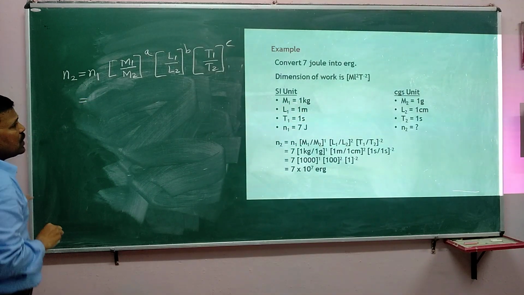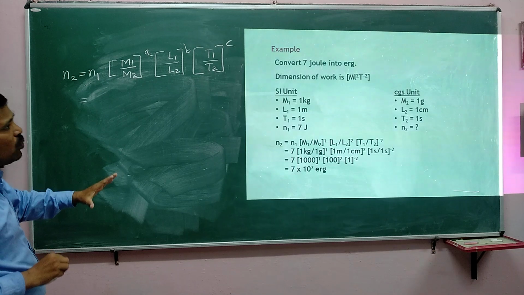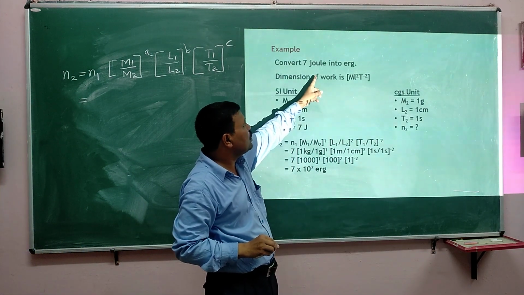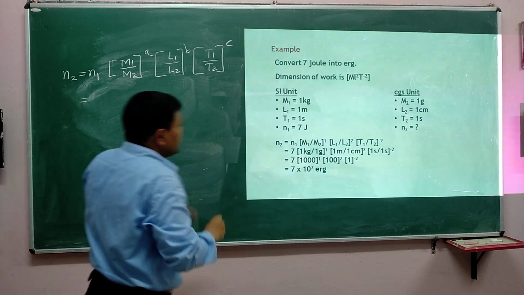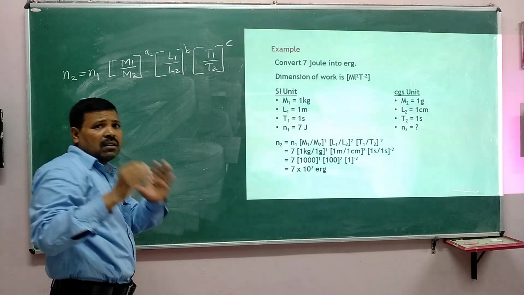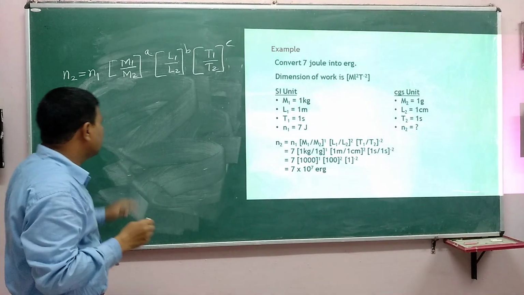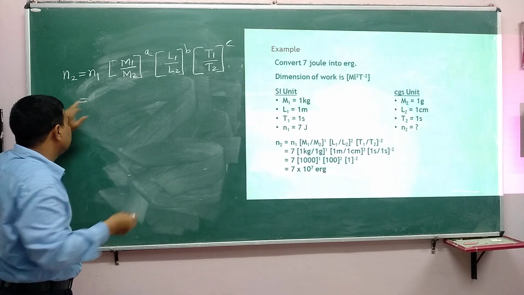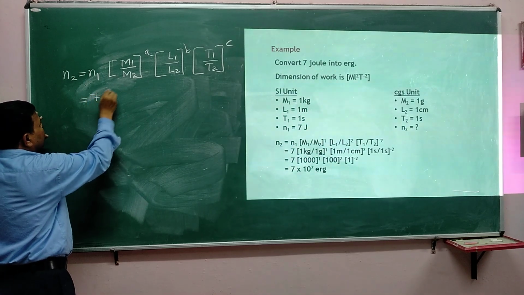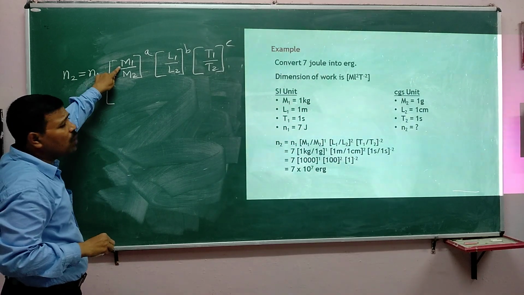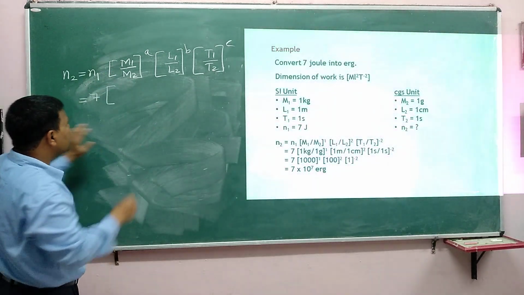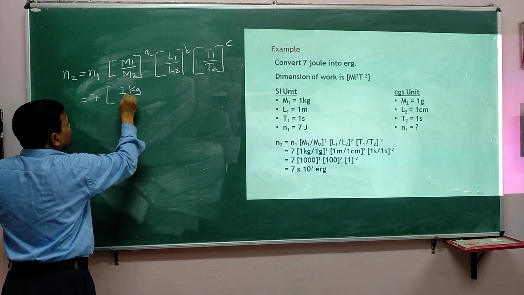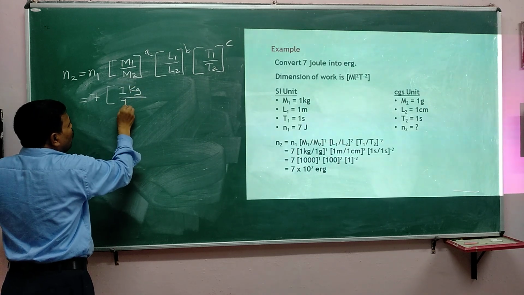Now let us understand. n2 is equal to n1. What is n1? We need to convert 7 joules of energy into erg. This 7 is the number that is given. It may be 7, it may be 8, it may be 1, or it may be anything. So 7 into M1. M1 is 1 kg. M2 is 1 gram.